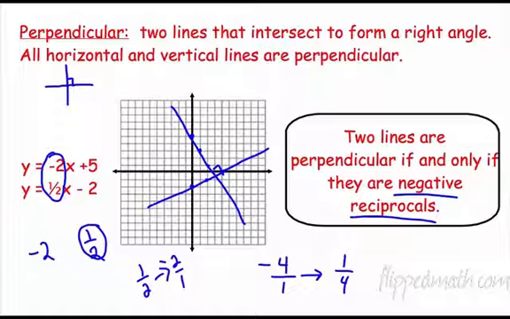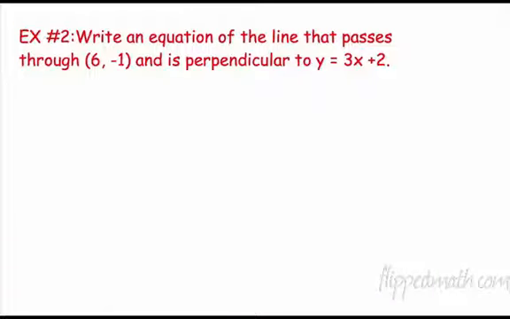All right? So anytime we have that situation where you can look and see that, you know those two lines are going to be perpendicular. So let's try one here. Write an equation of a line that passes through x is 6, y is negative 1, and is perpendicular to y equals 3x plus 2. Well, let's see. Our slope right now is 3. We need to flip it.